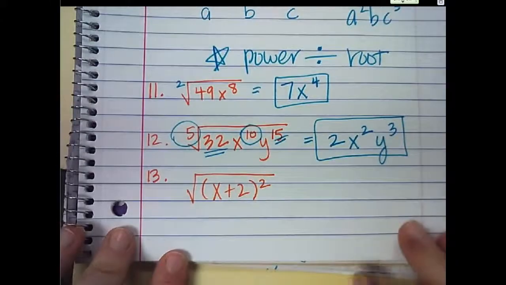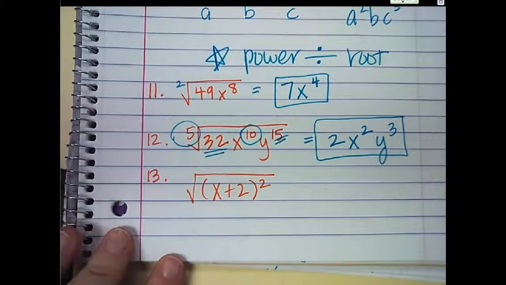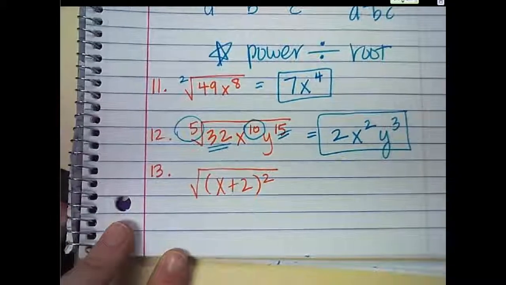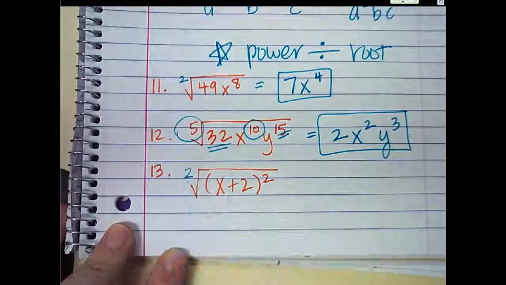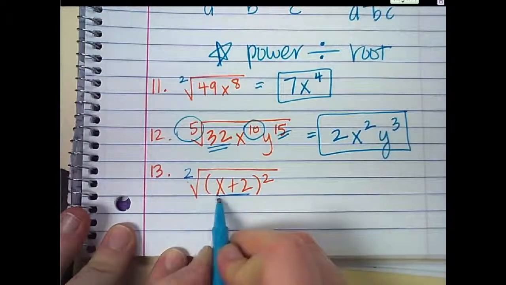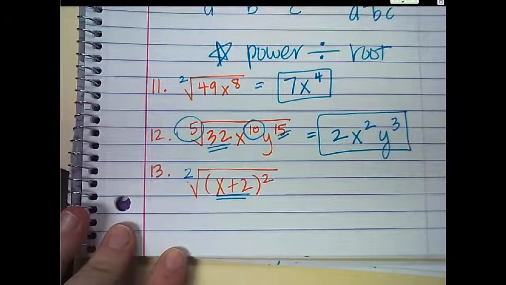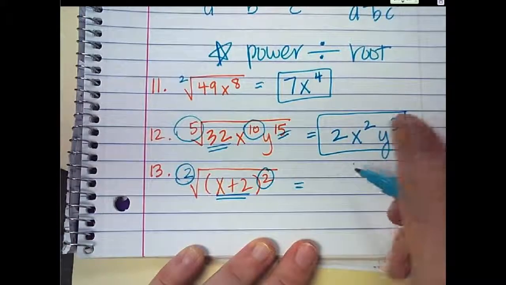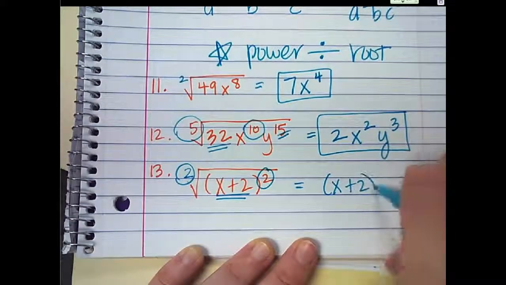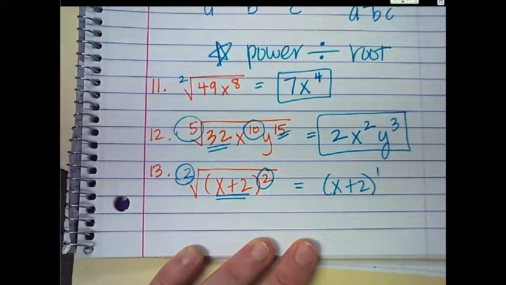Okay, number 13. I have 2 more for you. That's it. On this one, first here, what's my root? A 2. Okay, don't worry about anything inside the parentheses. Only look at the power. So I have power divided by root. What's 2 divided by 2? 1. So just x plus 2. If you want to put the 1 there, put the 1 there.